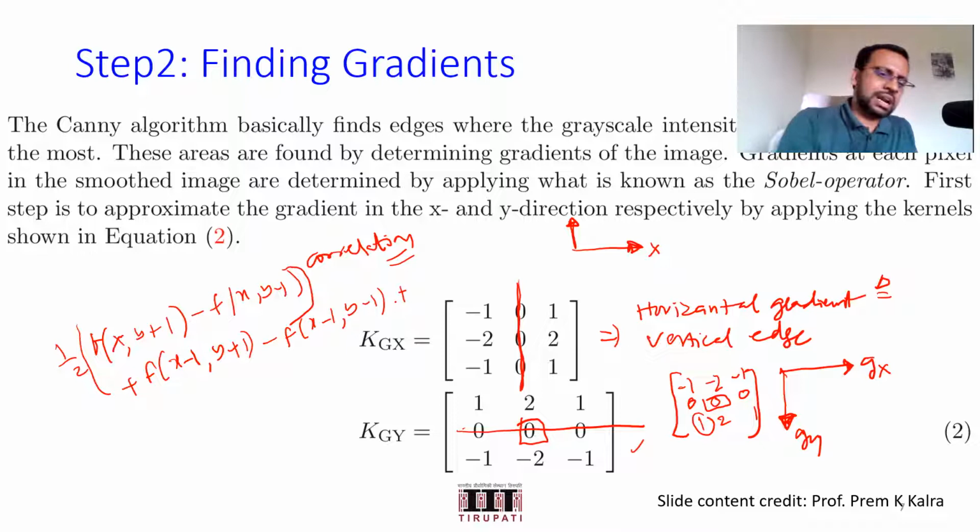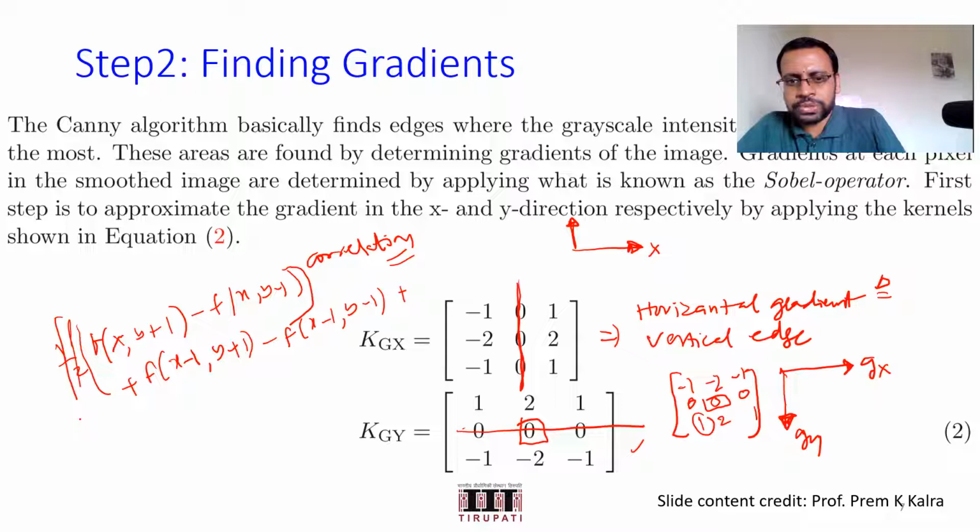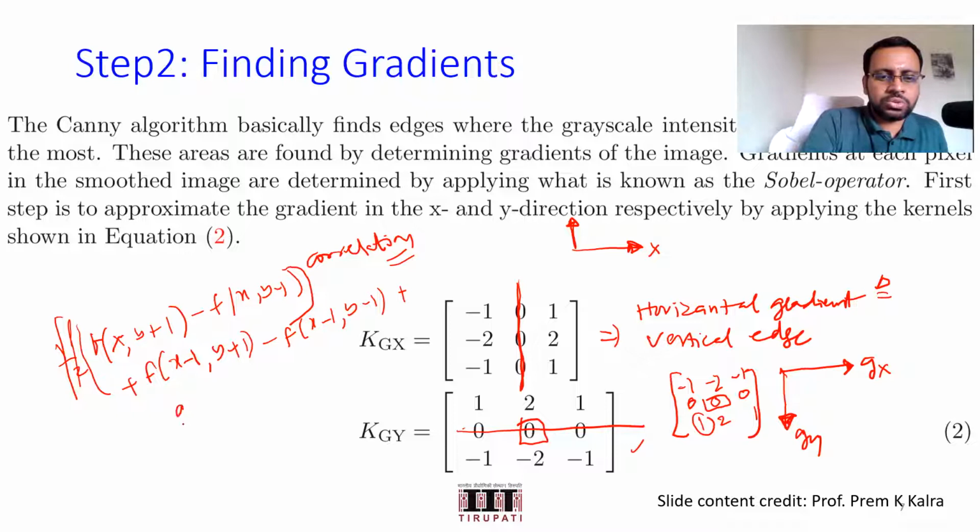This normalization factor, which is constant, can be dropped. The reason being, you are comparing the strength, the magnitude at one pixel to the other. If you drop the multiplication of that scaling factor for everything, that's fine. Anyway, these are relative. So you apply this, and at the end of applying this, you know the gray value at each pixel.